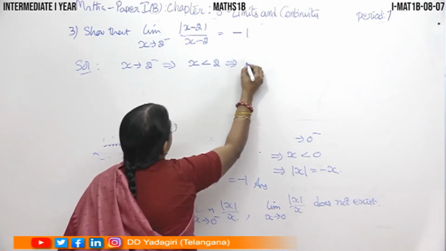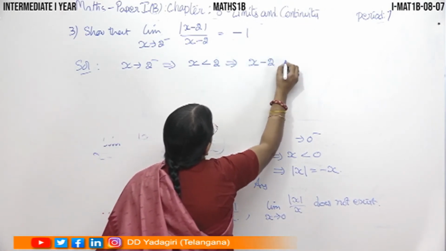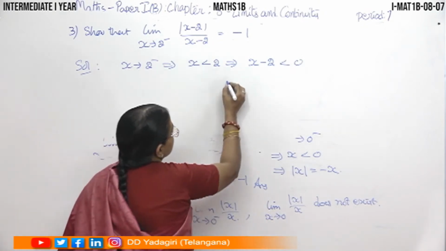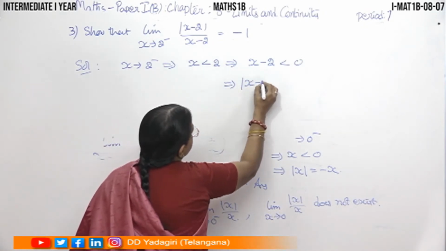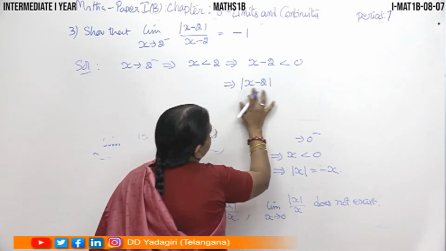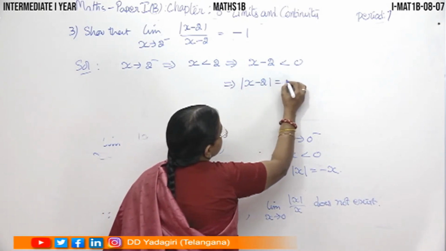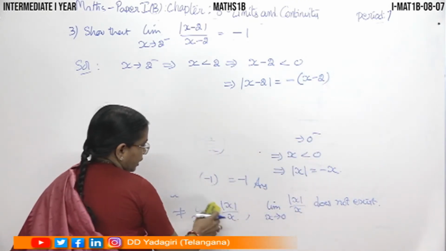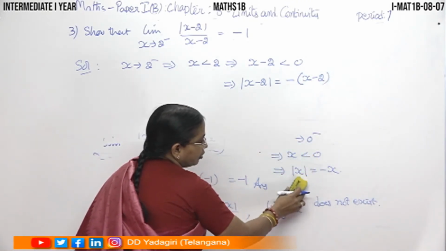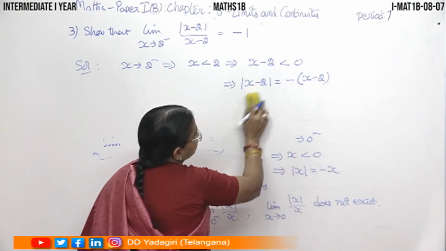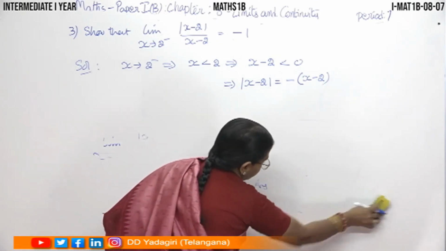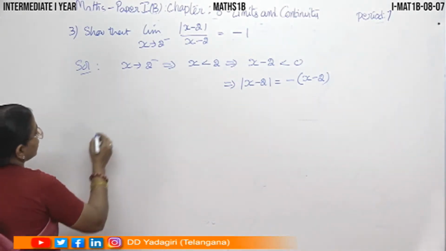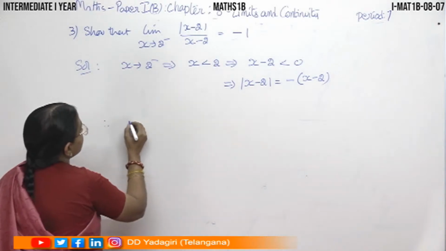When x is less than 2, x minus 2 is less than 0. Bring 2 to this side. So x minus 2 is less than 0. So what is mod of (x minus 2)? Inside it is negative. So this is minus of (x minus 2), because it is negative. When x is negative, mod x is minus x. In the place of x you have x minus 2. So it is minus of (x minus 2). These steps are important.